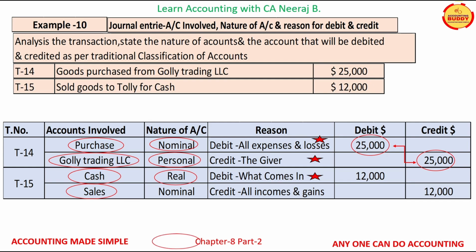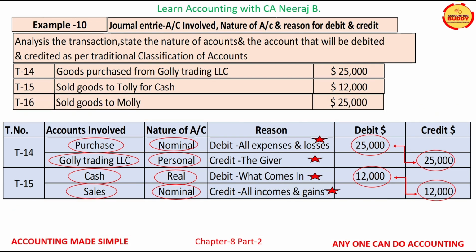Sales account is a nominal account and the rule for credit of a nominal account is credit all incomes and gains. In this transaction, sales being the income of the business is getting credited. Therefore, in this manner, this transaction is recorded for $12,000.